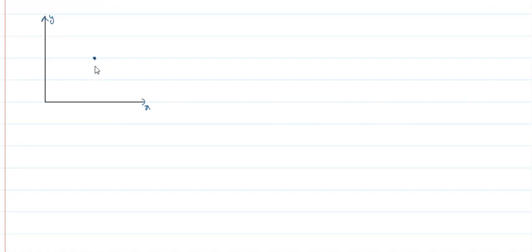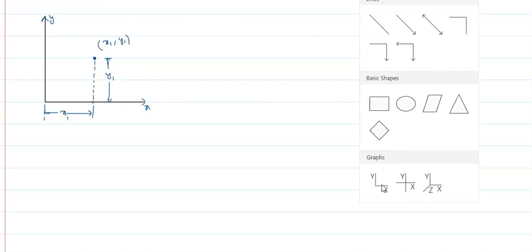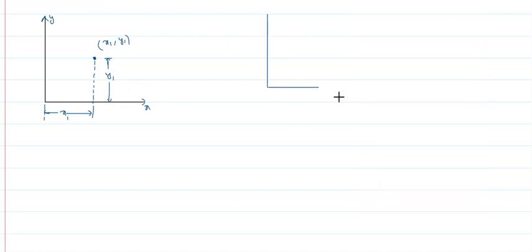So you say that this point is from the y-axis at a distance x. In the same manner, this point is at a distance y. Suppose I am giving x1 and y1. So to locate the position in the plane, we require two things, x1 and y1. But suppose I want to locate the position in space.